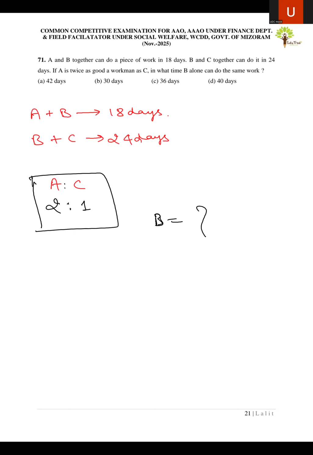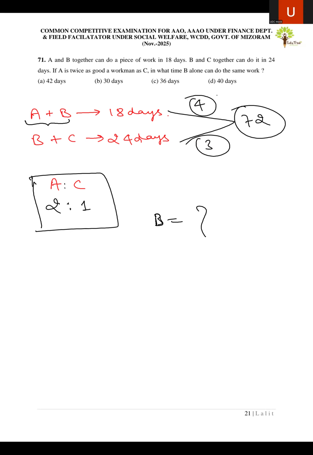So what we do, the method is we always take the LCM. So this is equal to 72. All right. So we can say this is how many times? 18 4 times. And then this one is 24 3 times. Now we can say A and B together are doing 4 units of work, and B and C together are doing 3 units of work. All right. Now whatever we get by dividing, that is always the unit of work.